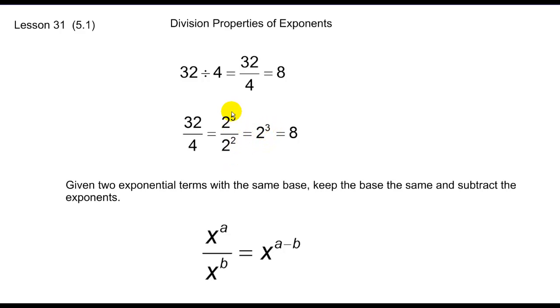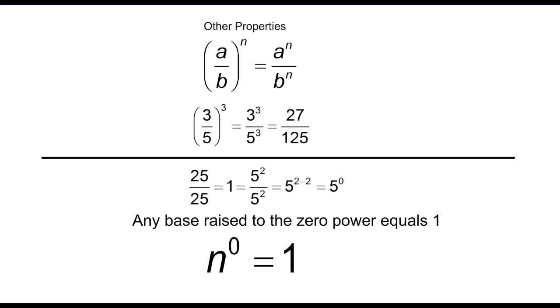So if you look at the relationship between the 5 and the 2 and the 3, we know that terms with the same bases, we must subtract the powers. Some other properties that exist: if I have a division of two terms raised to a singular power, then those two terms can be split up into the same base of that same power divided by each other. An example is 3/5 cubed is 3 to the third over 5 to the third, which is just 27 over 125.